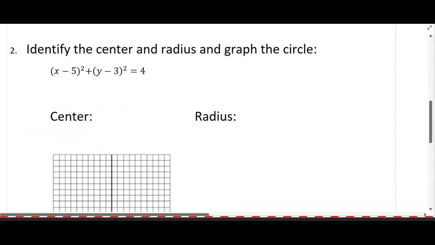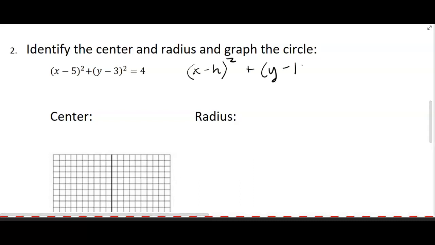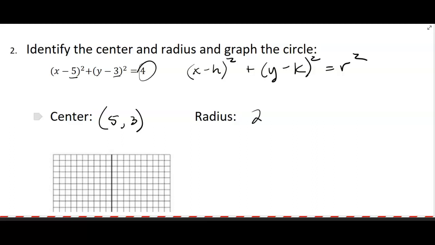Identify the center and radius and graph the circle. So if you remember the form for a circle, it's x minus h squared plus y minus k squared equals r squared. So because we have a 5 here for h and a 3 for k, it's going to be 5 comma 3 for the center. Now remember, it's x minus h. That's why it's a positive 5 and not a negative 5. The radius, you have to take the square root of that 4, so the radius is going to be 2. Okay, so 2 squared equals 4, and that's what we get for the radius then as being 2.